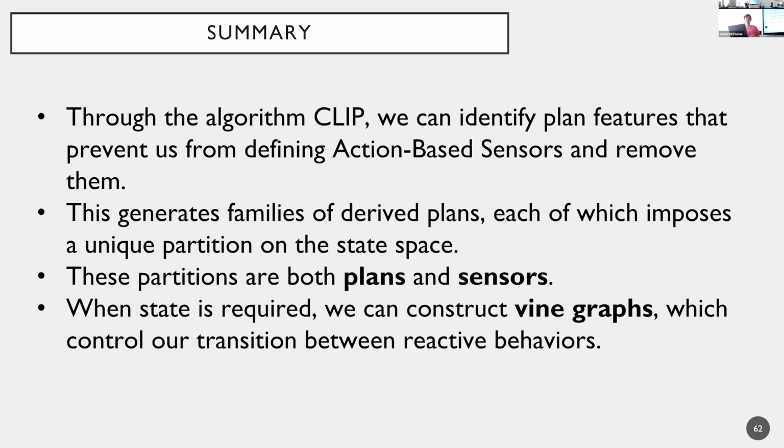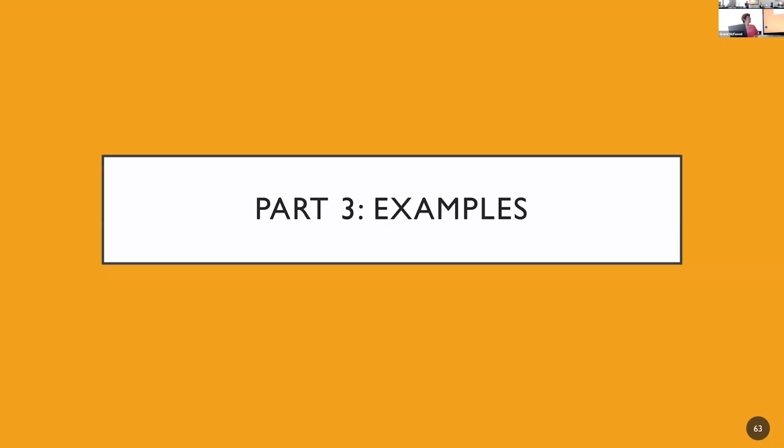So that was a lot, but I'm going to go through some examples now to hopefully make it a bit more concrete. So throughout this presentation, I've claimed that action-based sensors and plans allow us to design robots, right? And they can be useful to designers. So I'm going to go through a couple examples that should help clarify any questions you might have, as well as demonstrate how it can actually be used for design problems.